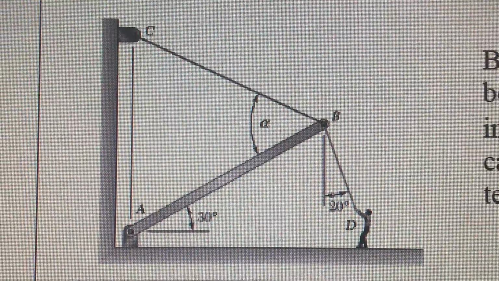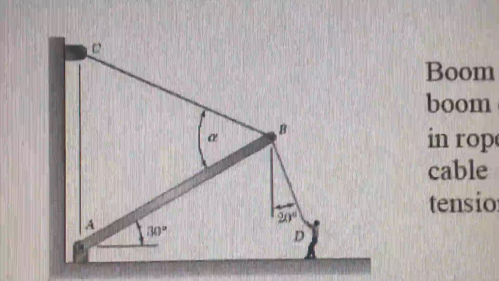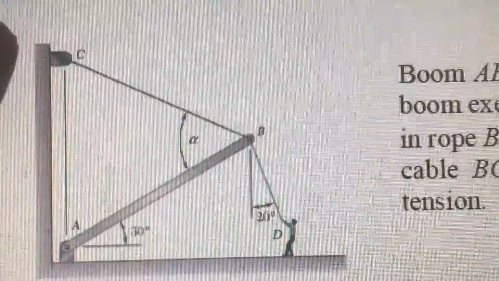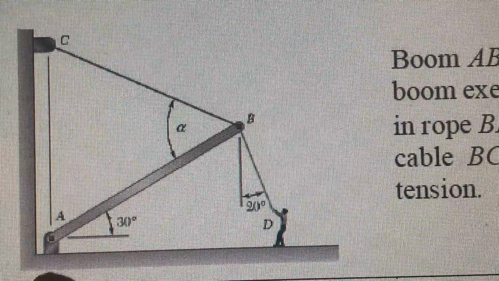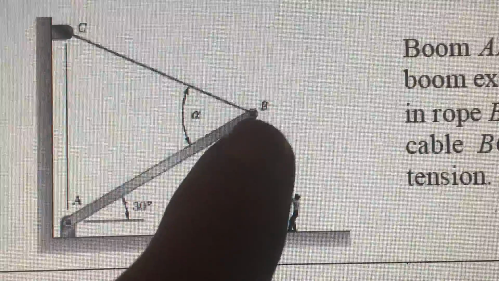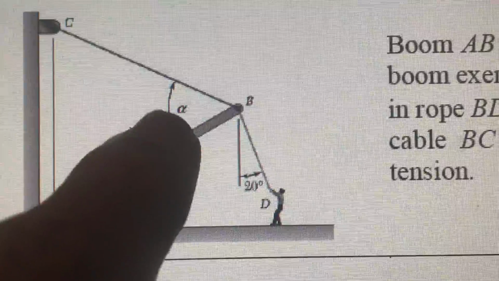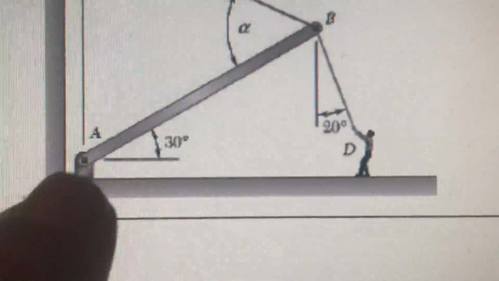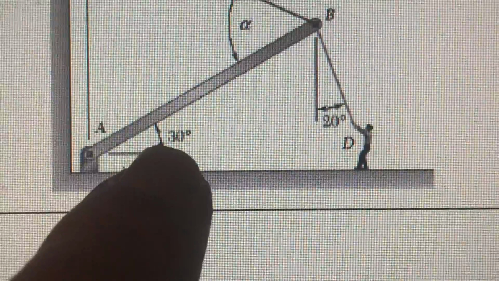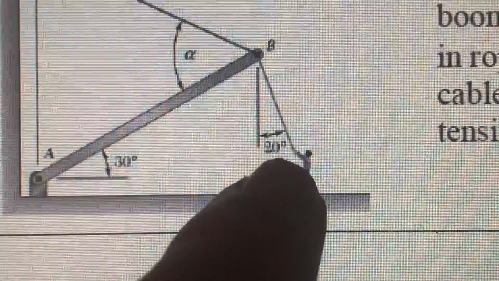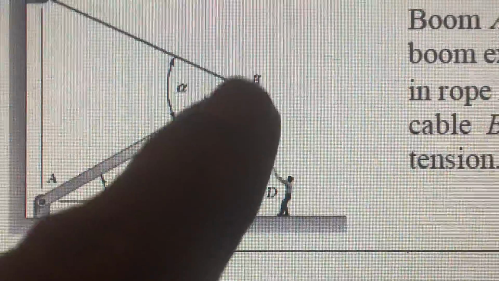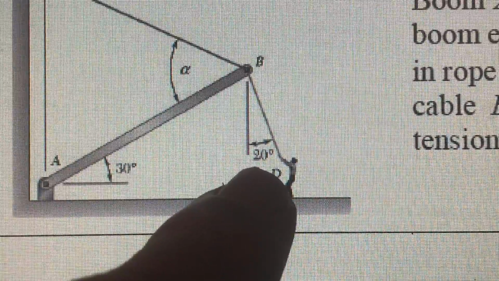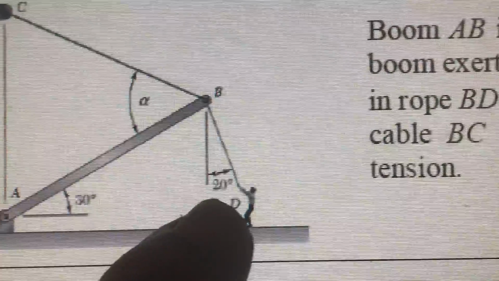Okay, let's look at this problem. There's a cable here, BC. There's a bar here, AB. There's an angle alpha between cable BC and bar AB. Look at A. There's a hinge, 30 degrees with the x-axis, and there's this human pulling point B with an angle of 20 degrees with the y-axis.